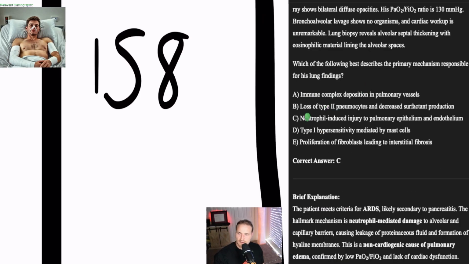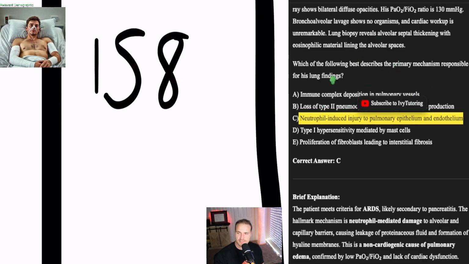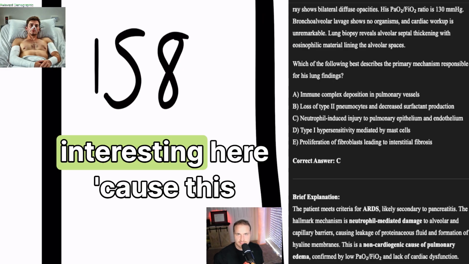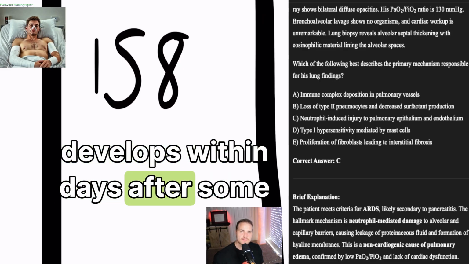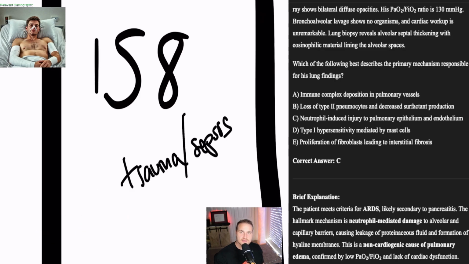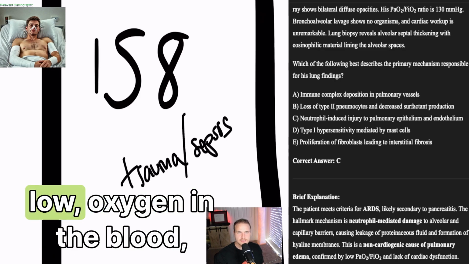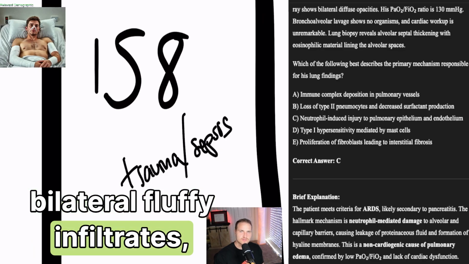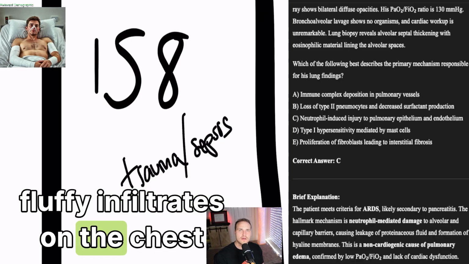Okay, so this guy has ARDS, and the answer is neutrophil-induced injury to pulmonary epithelium and endothelium. It's a non-cardiogenic cause of edema. This is acute respiratory distress syndrome. And the timeline is interesting here because this develops within days after some sort of trauma or sepsis event. The findings are dyspnea, hypoxemia. Hypoxemia is low oxygen in the blood. Diffuse crackles and bilateral fluffy infiltrates on the chest x-ray.